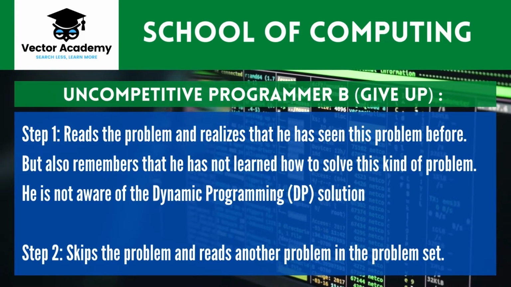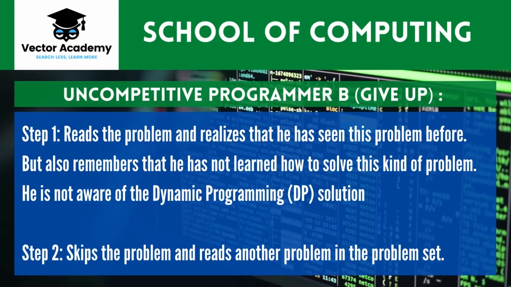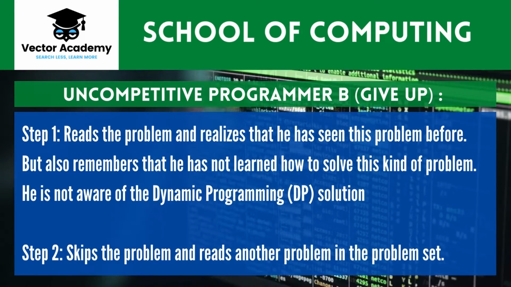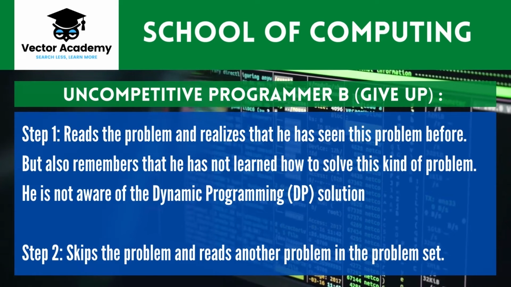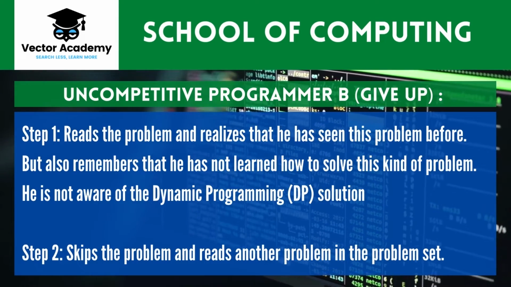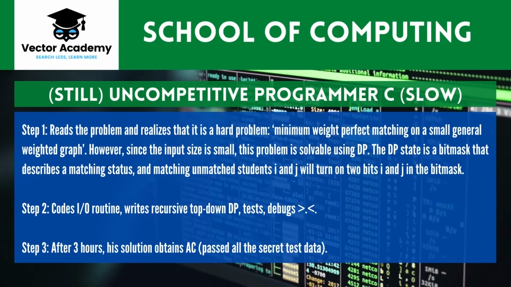Uncompetitive programmer B, give up. Step 1. Reads the problem and realizes that he has seen this problem before. But also remembers that he has not learned how to solve this kind of problem. He is not aware of the dynamic programming solution. Step 2. Skips the problem and reads another problem in the problem set.